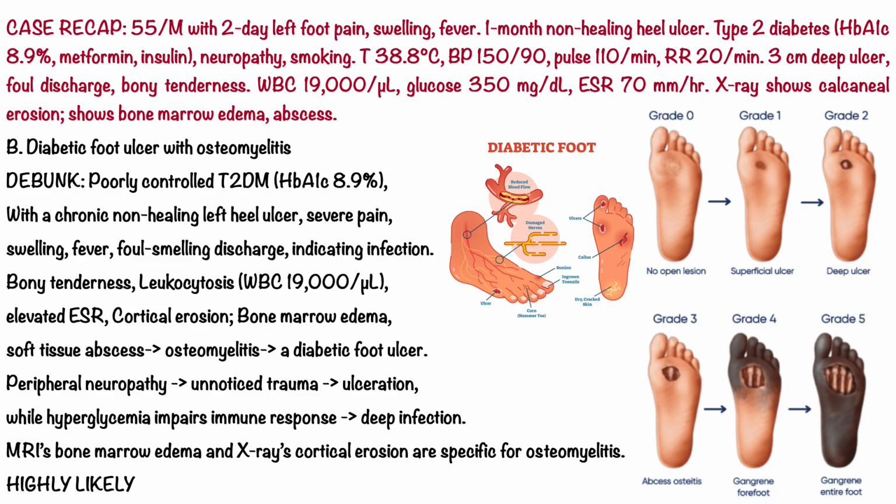The foot ulcer is usually graded in six grades if started from 1, and 5 grades if started from 0. So grade 0 is no open lesion, grade 1 is superficial ulcer, grade 2 is deep ulcer, grade 3 is abscess or osteitis, grade 4 is gangrene of the forefoot, and grade 5 is gangrene of the entire foot. That is what happens.